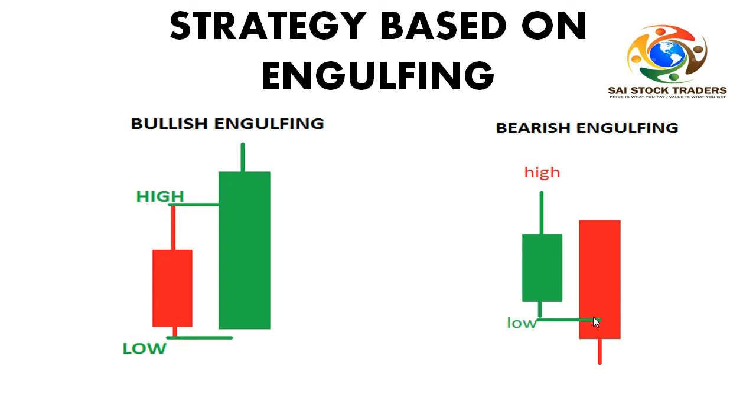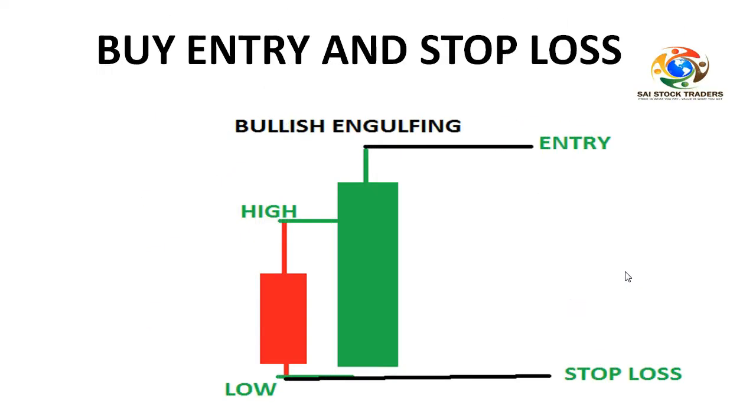So simple thing, bullish engulfing means these things. This is called bullish engulfing, that is, a bearish candle is engulfed by the bullish candle, and bearish engulfing means a bullish candle is engulfed by the bearish candle. Simple. So our strategy is completely based on this only. We can move to the next slide.